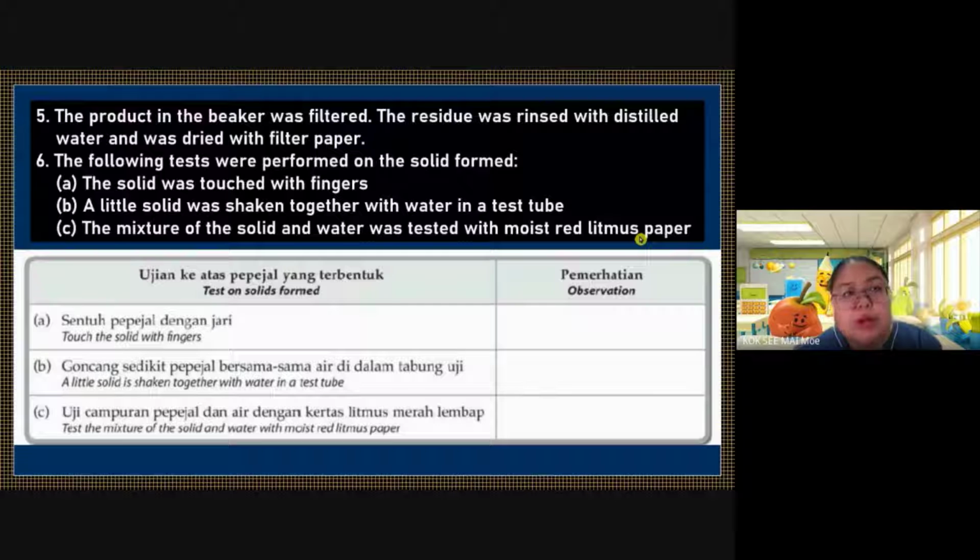You'll find there's a blue color, that means it's an alkaline. If the litmus paper becomes the red color, that means the solution is an acid. So from here, we need to write the result.